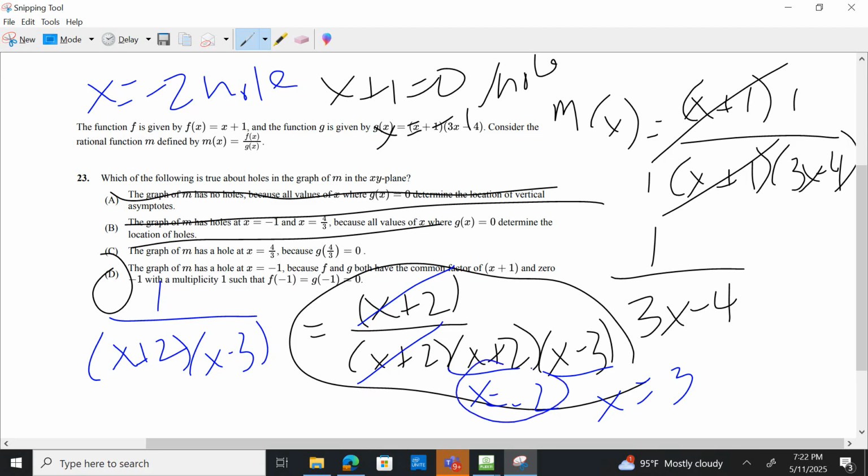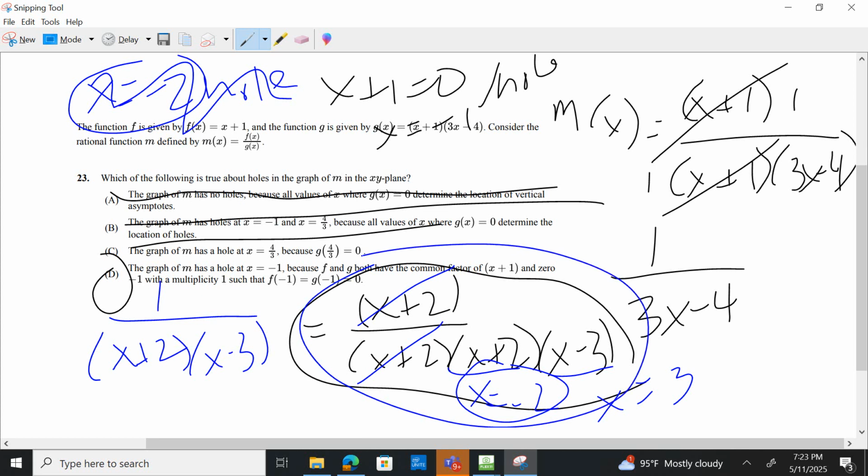So see how we have both of these? When that happens, and it doesn't happen very often, there is no hole there. It's actually a vertical asymptote. Now this is different than what you see in question 23, but I did want to review that with you. So D is the correct answer for 23, but this random example I gave you would have no holes, but it would have vertical asymptotes at x equals negative 2 and x equals positive 3.